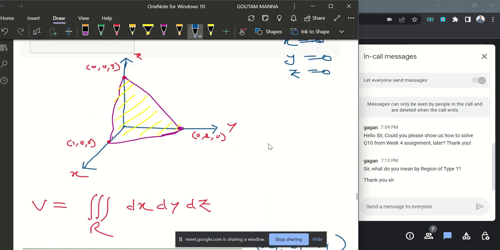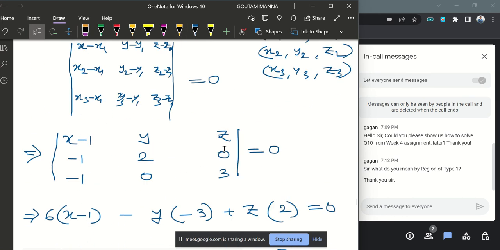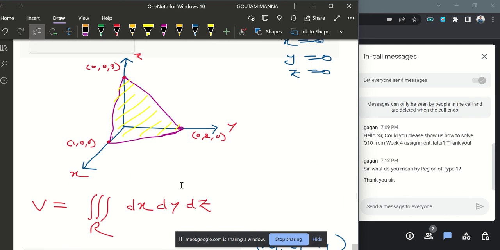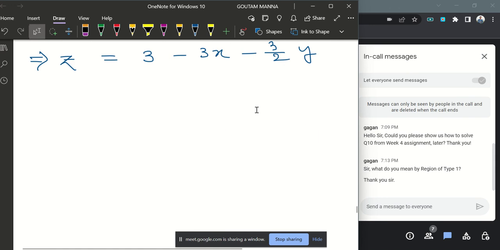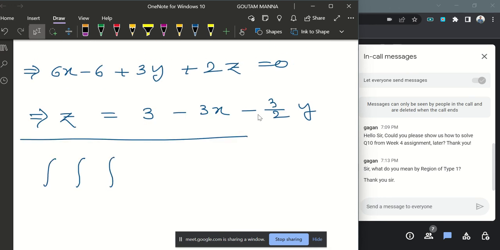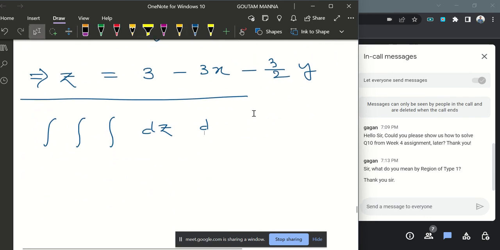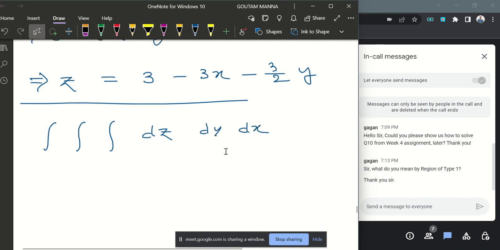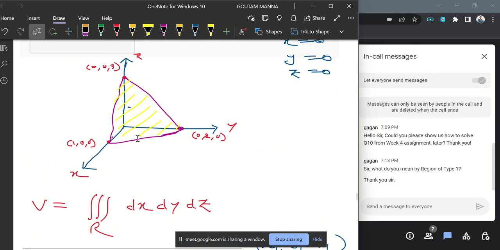The z point is any point, so if we put the value of x and y, the z point will give any point on this plane. So now let's do this integration dz dy dx. Now z is varying at any point x, y.